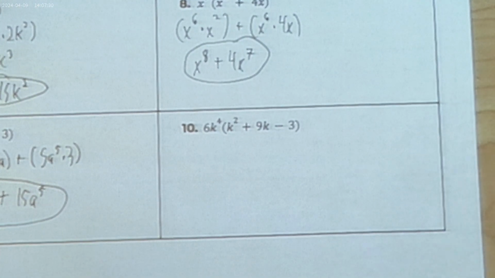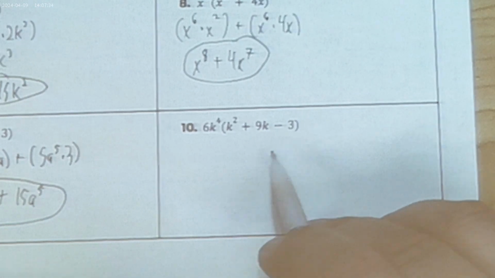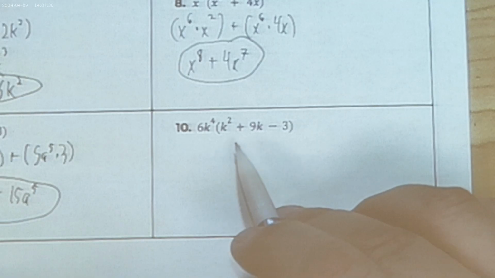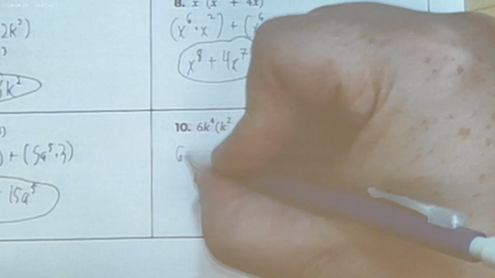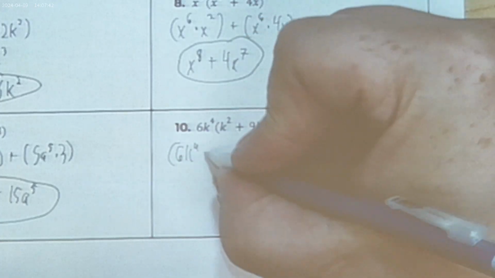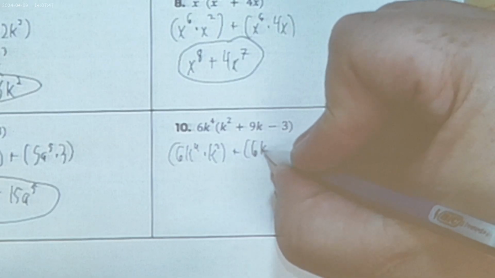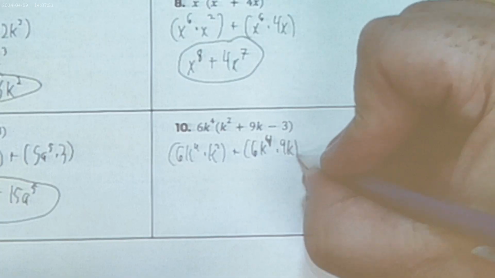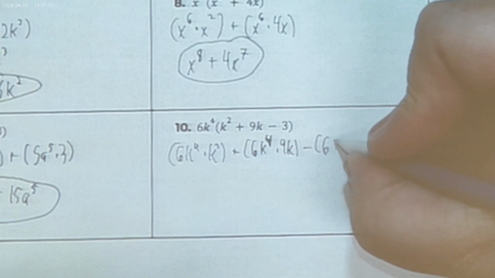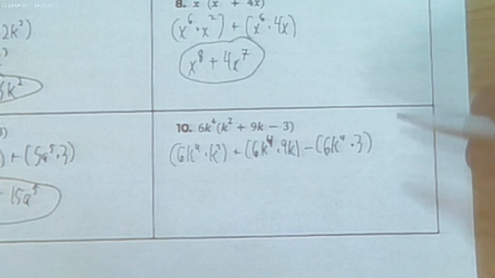All right, last one on this page. Again, we have it in standard form, so it doesn't take much to make me happy, but it's in standard form, so now I am happy. So I've got 6k to the 4 times k squared plus 6k to the 4 times 9k minus 6k to the 4 times 3. Alrighty.